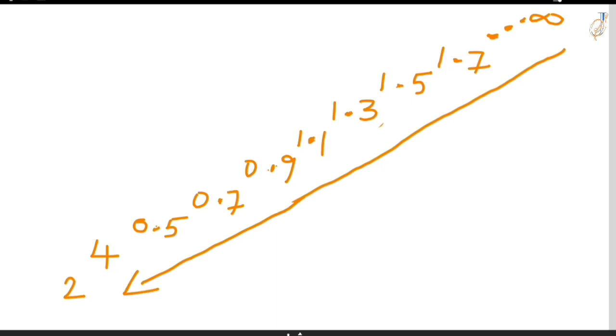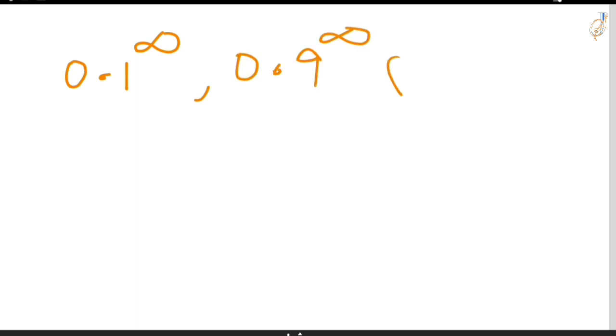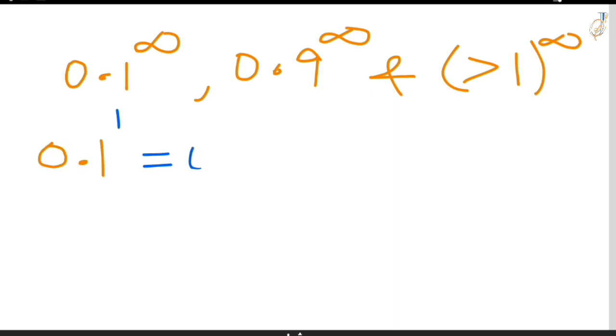Before we start solving, let's refresh our memory with some key limits like 0.1 raised to the power of infinity, 0.9 raised to the power of infinity, and greater than 1 raised to the power of infinity. Let's see some values of 0.1. 0.1 raised to the power of 1, the value is 0.1.